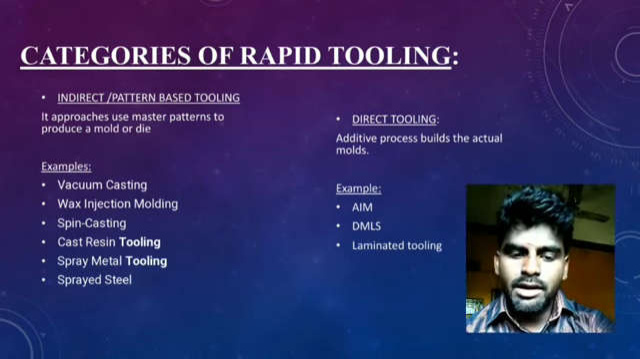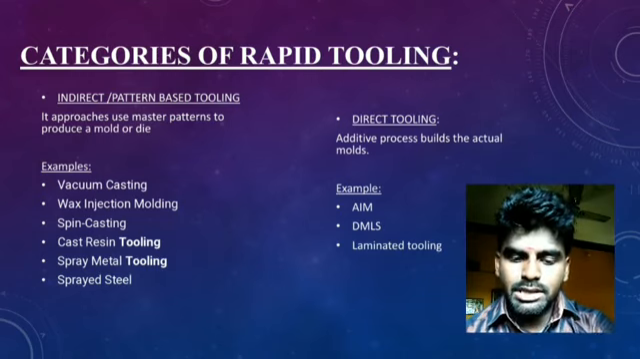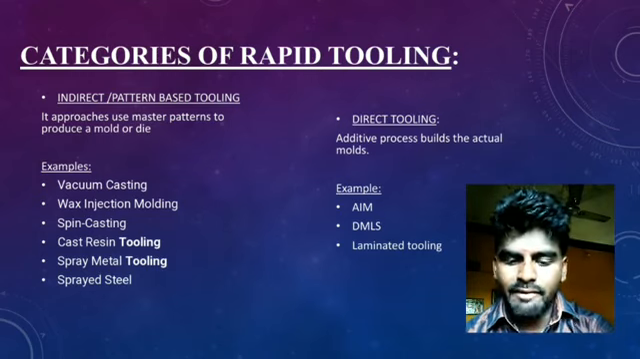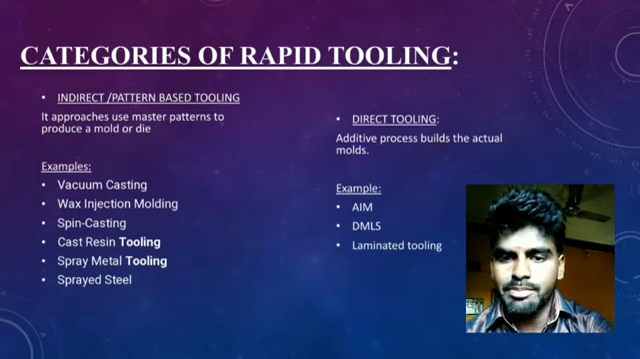Categories of rapid tooling. First, the indirect method. In this process, a master pattern is used to produce the mold or die. Examples are vacuum casting, wax injection molding, cast resin tooling, and sprayed steel.